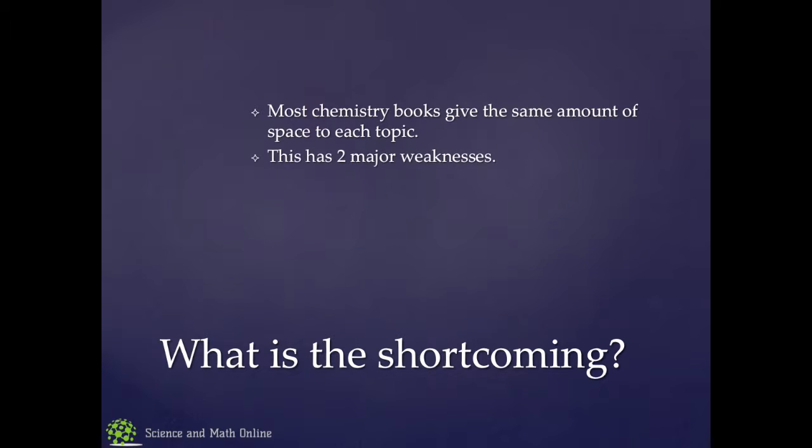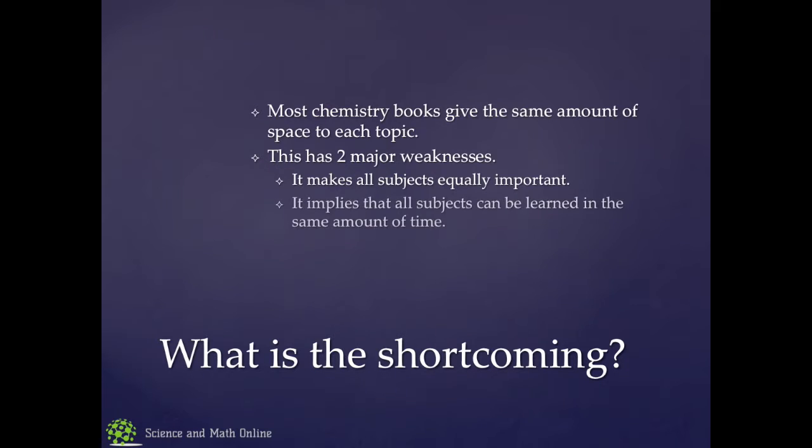Here's the problem. This has two major weaknesses. First and foremost, it makes every subject look like it's equally important, which is not true. Some things in chemistry are more important than others. In the same way, it implies that all subjects can be learned in the same amount of time, which is also not true. If something is more important, then it probably needs to be learned in more depth and over more time than something that is less important.